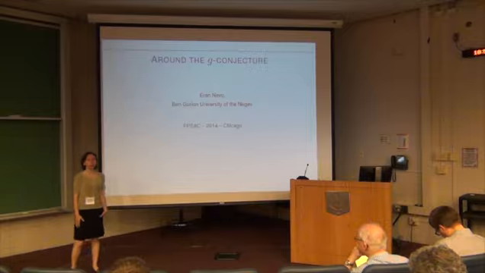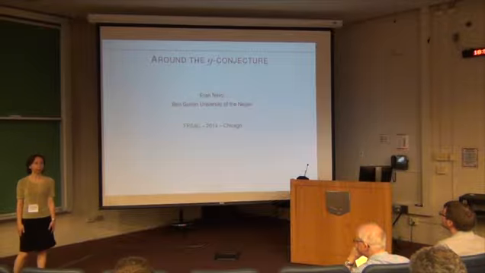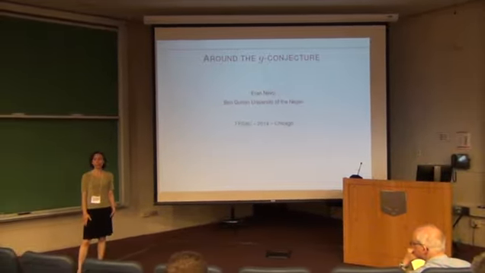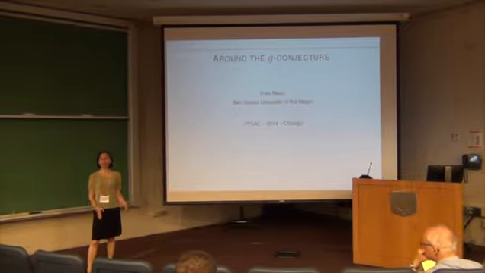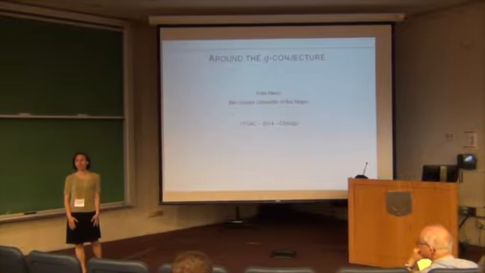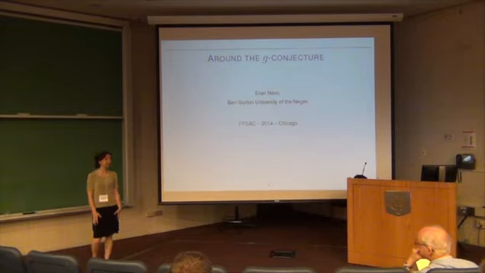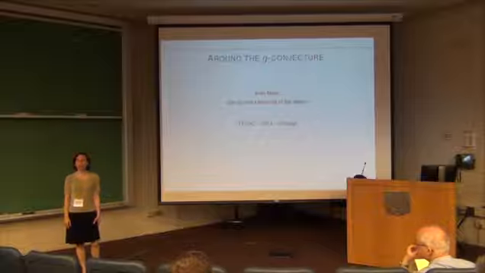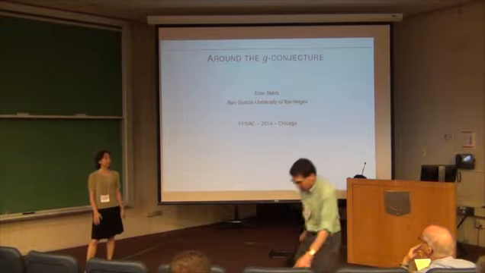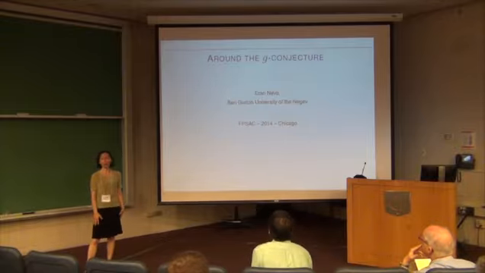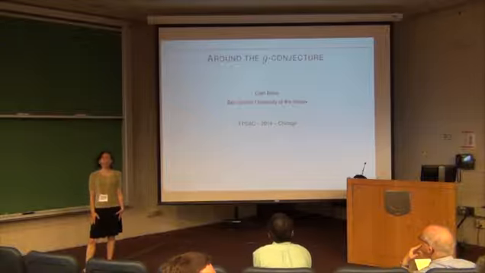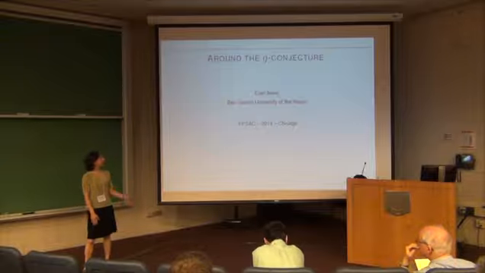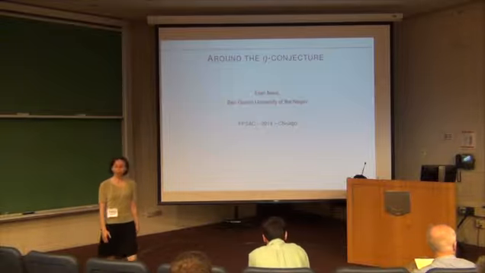Say a few words about Eran. So Eran graduated from the Hebrew University of Jerusalem in 2007. He did his PhD under Gil Kalai, and in fact, all the remaining speakers today will be the descendants of Gil. So Eran spent a few years as a postdoc in Cornell, and then he taught at Ben-Gurion University, and now he's moving to Jerusalem. And let me also mention that Eran just got a very prestigious English prize. So Eran is going to talk about around the g-conjecture.